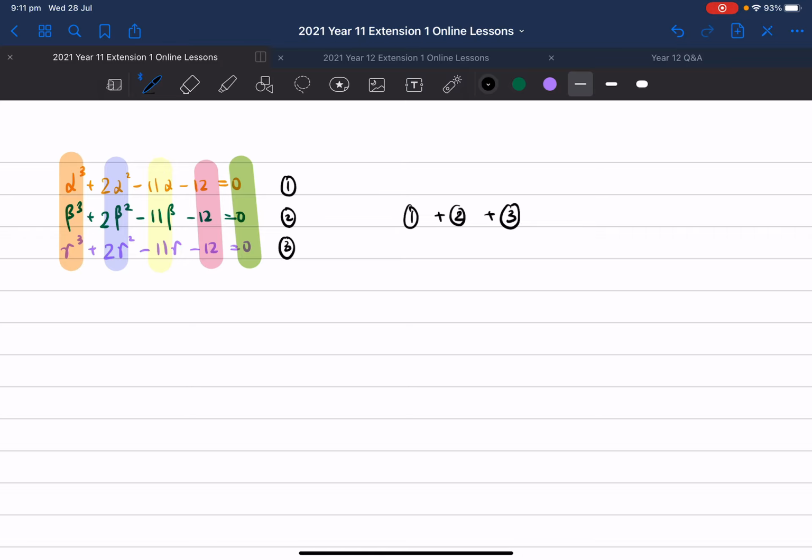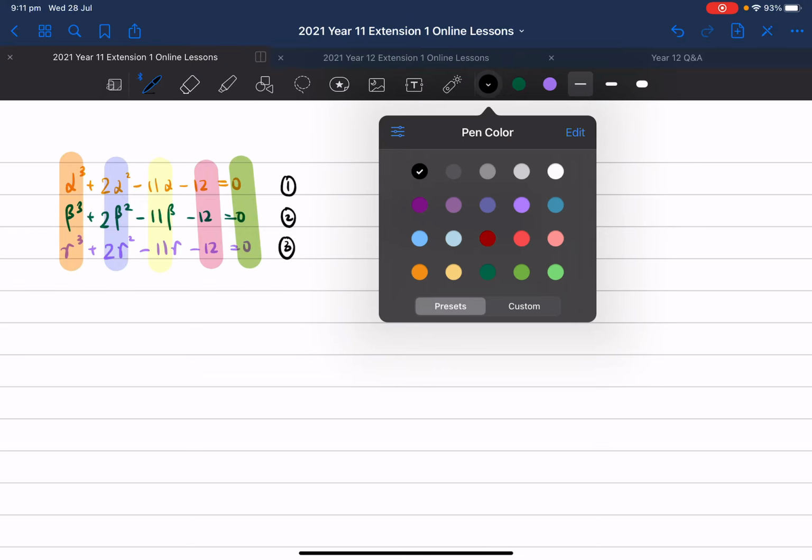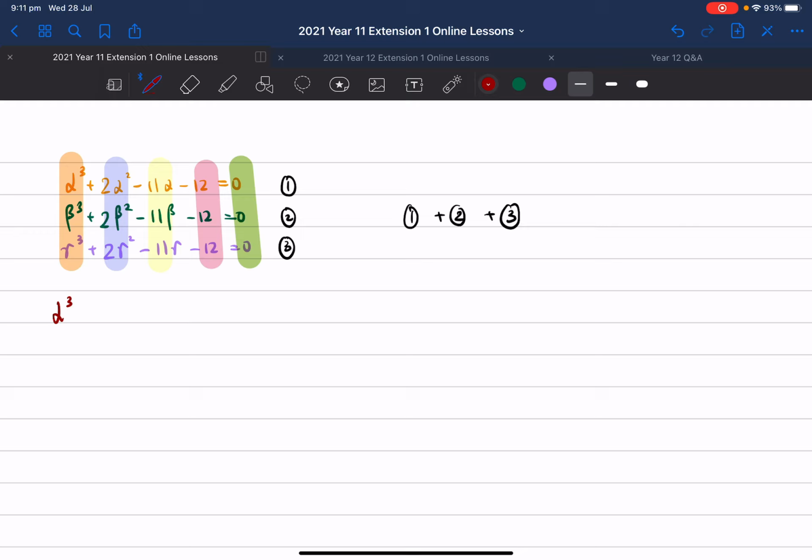So what really happens is if you're adding 1, 2, and 3 together, we're going to end up with this. Let me use a different color. We're going to end up with alpha cubed plus beta cubed plus gamma cubed, all of it, plus 2 brackets alpha squared plus beta squared plus gamma squared, minus 11 brackets alpha plus beta plus gamma, minus 12 times 3. So it's like negative 12 plus negative 12 plus negative 12, so minus 36, is equal to 0 plus 0 plus 0, which is 0.